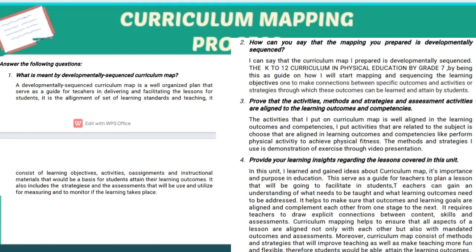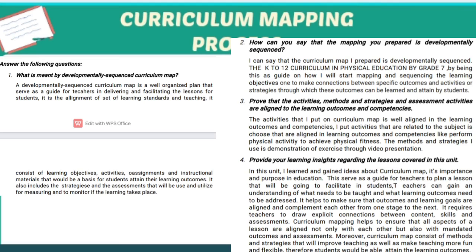In this topic, I will answer 4 questions provided in our past activities. After I answered the 4 questions, I learned and gained ideas about the curriculum map, its importance and purpose in education. This serves as a guide for teachers to plan a lesson that they will facilitate to students. Teachers can gain an understanding of what needs to be taught and what learning outcomes need to be addressed. It helps to make sure that outcomes and learning goals are aligned and complement each other from one stage to the next. It requires teachers to draw explicit connections between content, skills, and assessments.